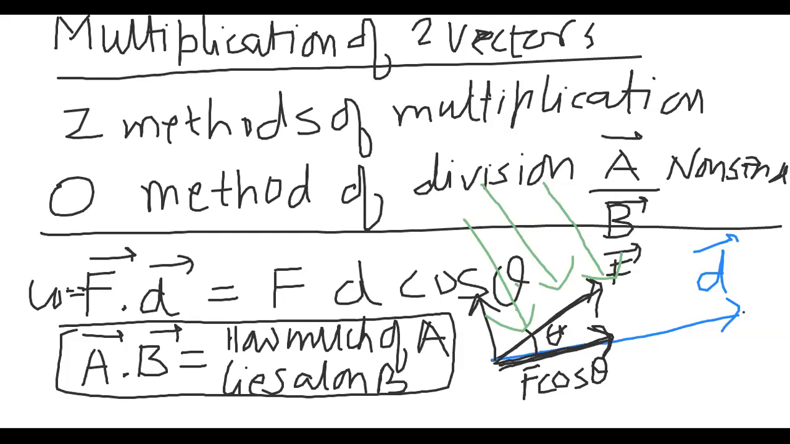So it measures the projection of the vector A on vector B or equivalently the projection of B on A. In fact, this is the geometrical meaning of the dot product, right?